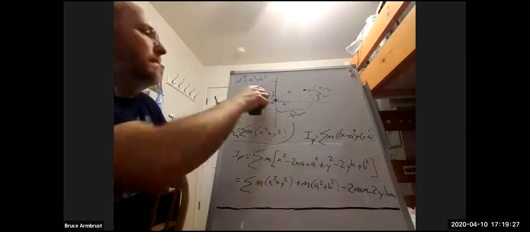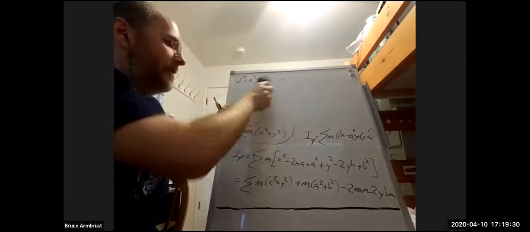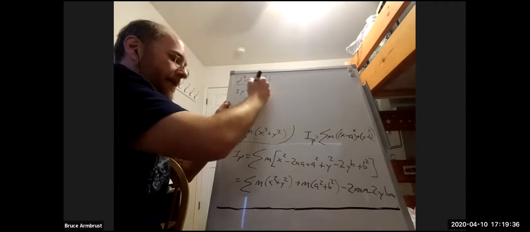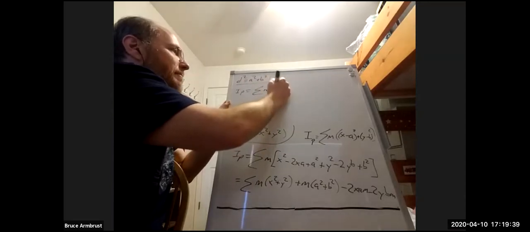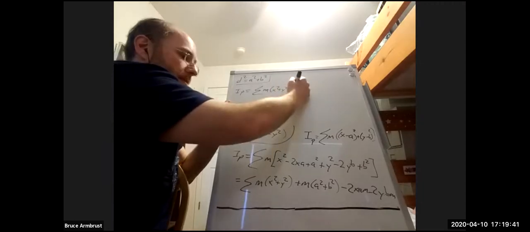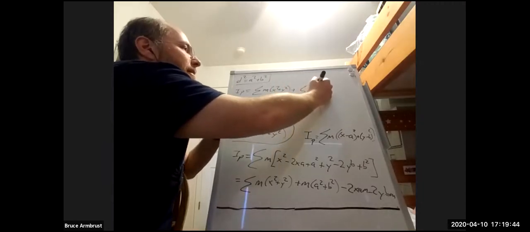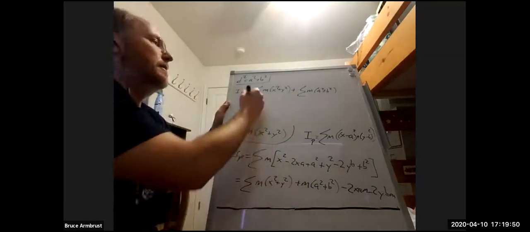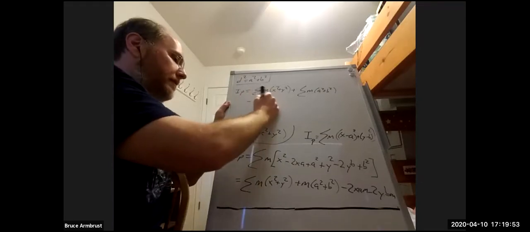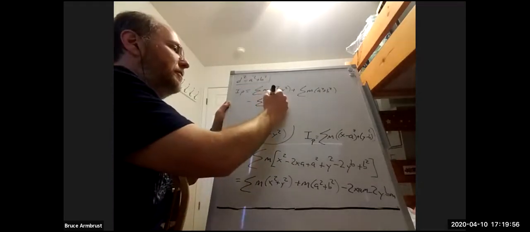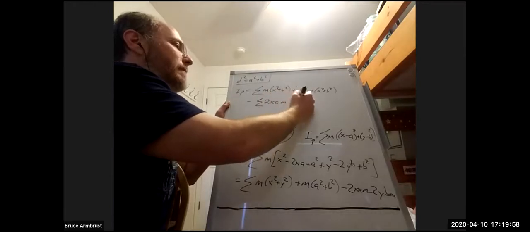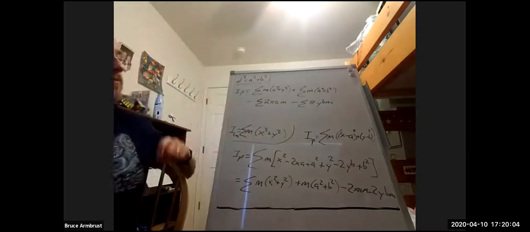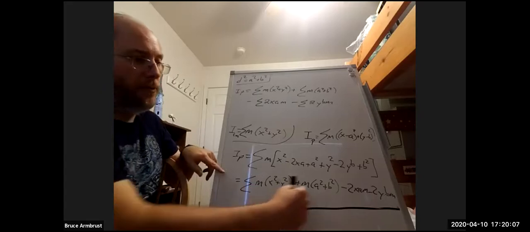All right. So now let's break those sums up and look at each one of them individually. So we have I_P is equal to the sum of m times (x squared plus y squared) plus the sum of m times (a squared plus b squared). Those are those first two pieces. Then we have minus the sum of 2xam, minus the sum of 2ybm. So those are those 4 different pieces.